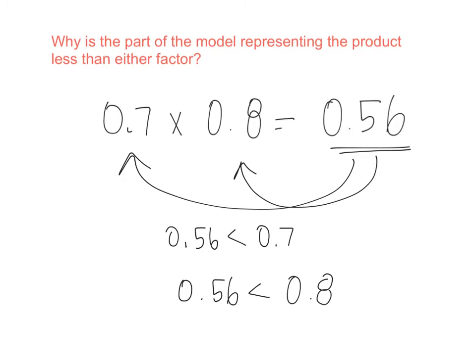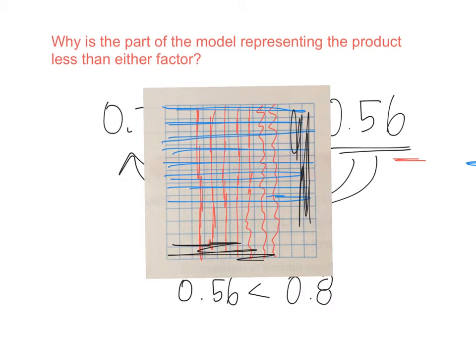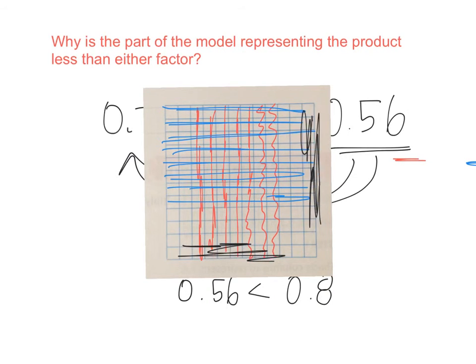Let's take a look at our model too. Let's go back and look at the model. Looking at this model, the shaded part that was shared by the top and the bottom, right? If we could see it, was it bigger or smaller than the whole grid?